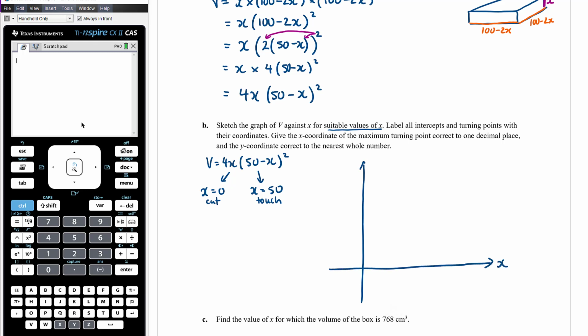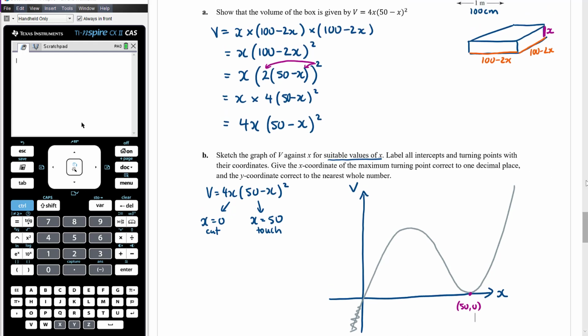Okay, so x, y, or v, sorry. So our graph is a positive cubic. It is going to cut at 0 and touch at 50. Okay. Now, in this instance, we need to be a bit careful in thinking about the suitable values of x. Obviously, we can't have negative length, can't have negative volume. It would appear that the rest of the graph is relevant. But what we need to think about is, this point here is 50, 0. If x was to be something bigger than 50, what would actually happen here?